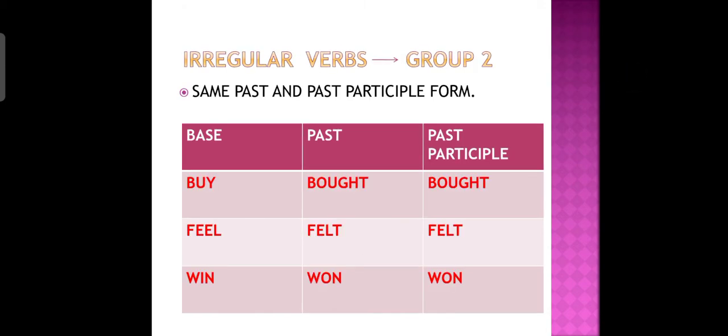Next is irregular verb forms group 2. They have the same past tense and past participle form, only the first form is different. Let's see. Buy, bought, bought; feel, felt, felt; win, won, won.